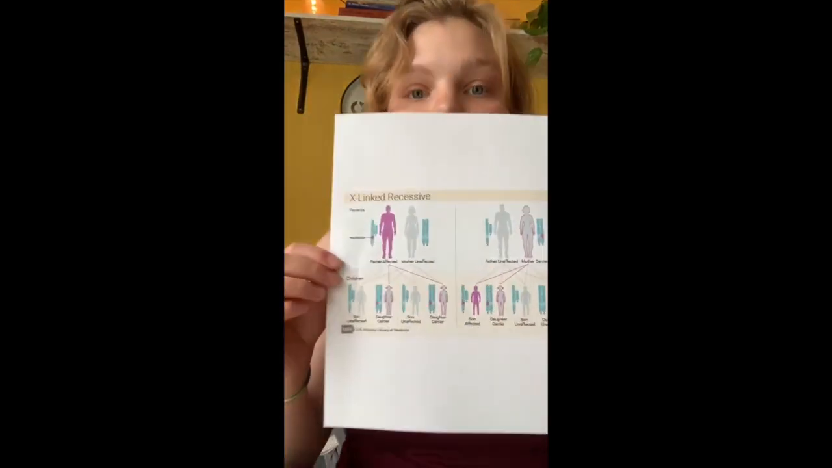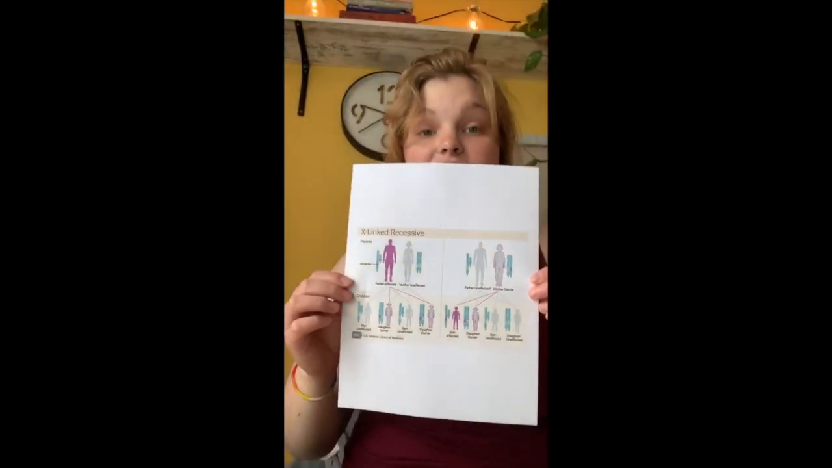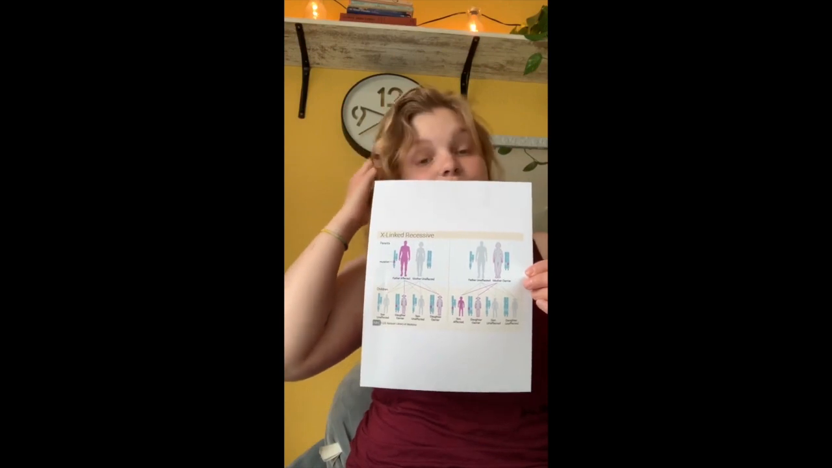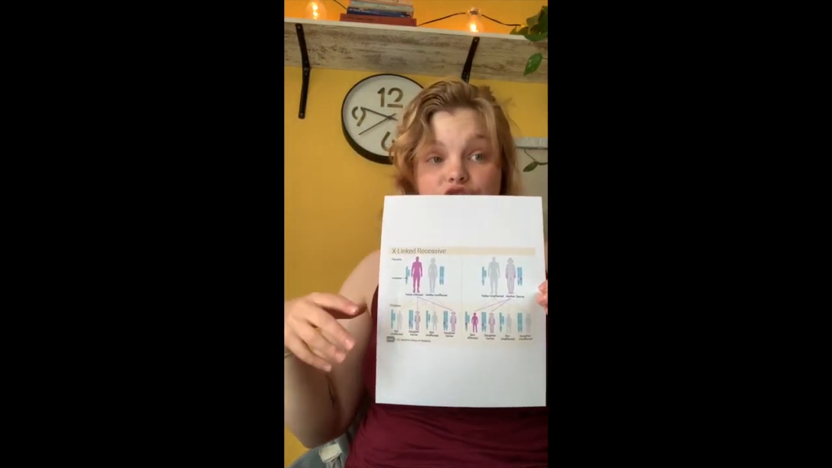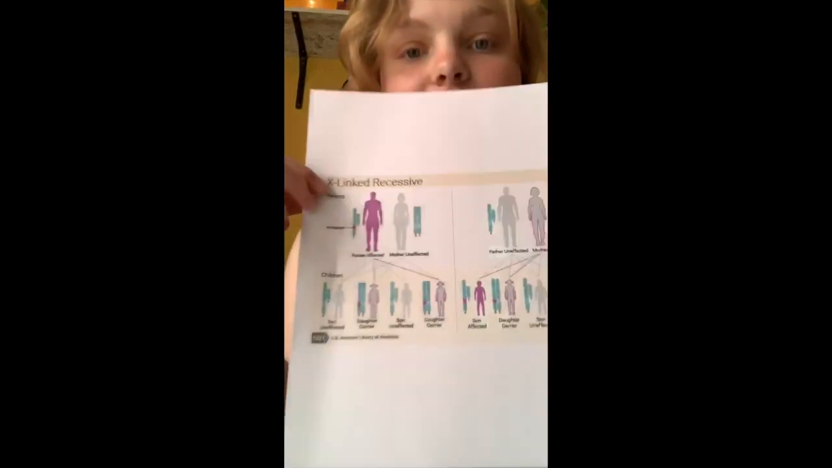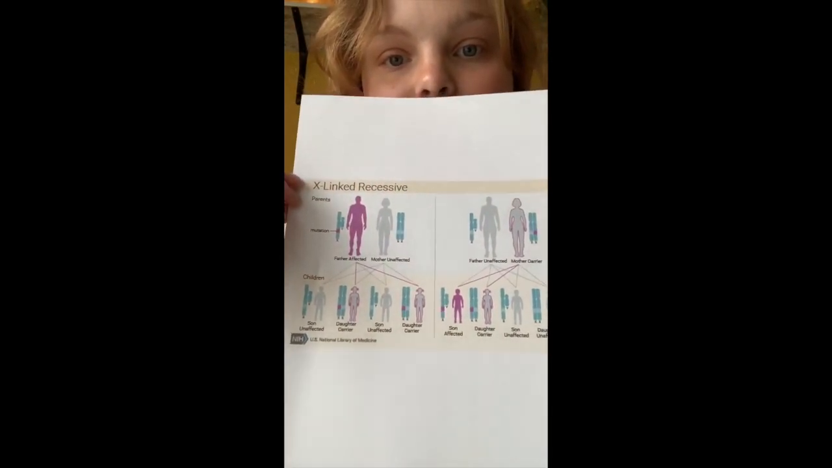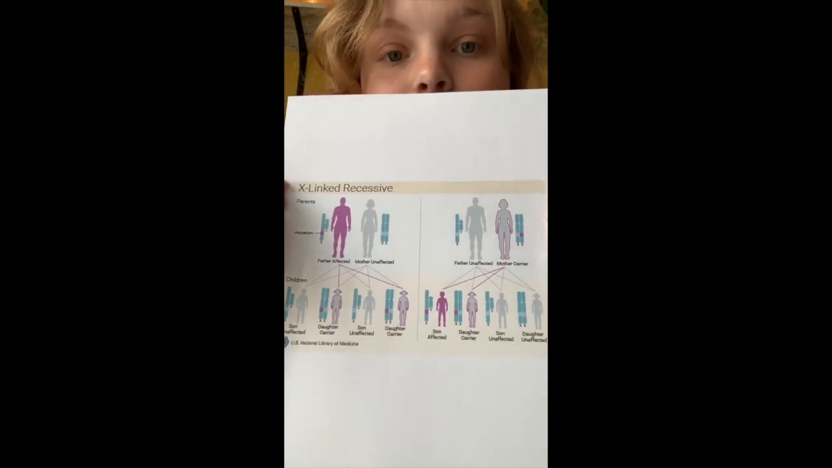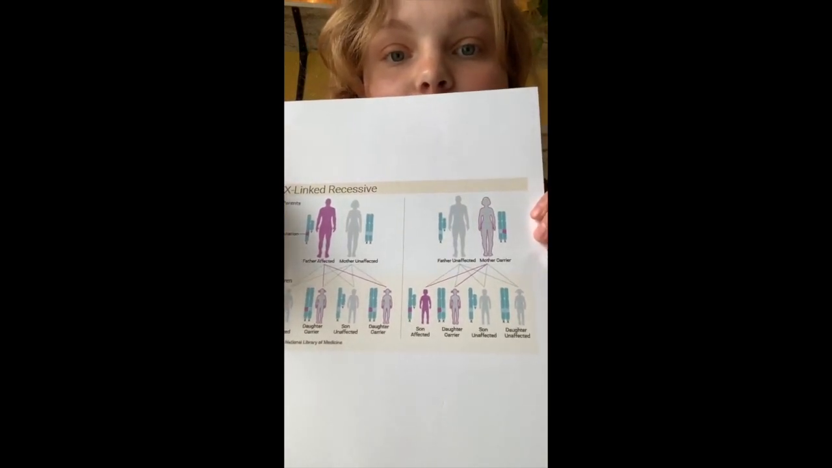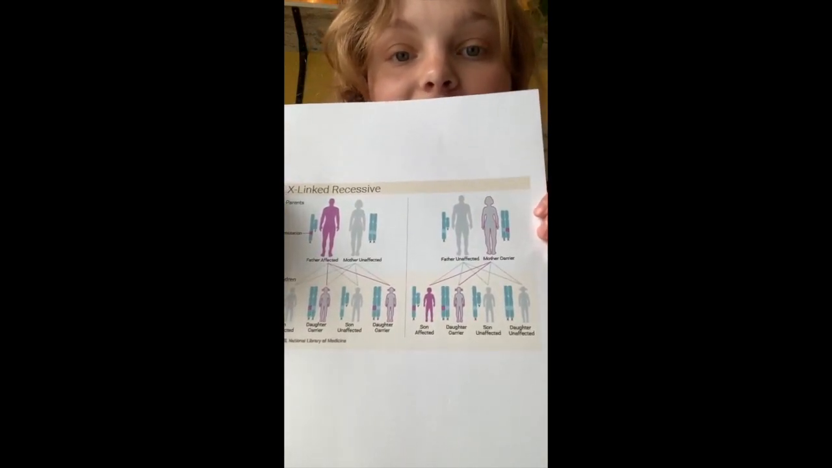Hemophilia is an X-linked recessive gene. That means it's very rare for females to have it, because it would have to affect both of their X chromosomes. As you can see here, if you have an affected father, you're likely to have only affected daughters. Or if you have an affected mother, then you could have either an affected son or an affected daughter.